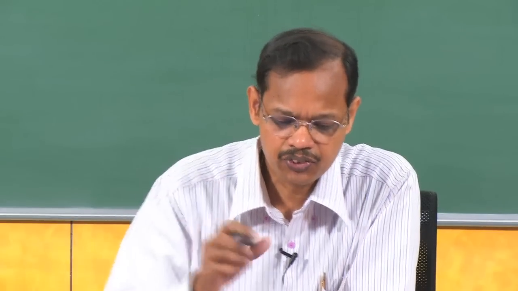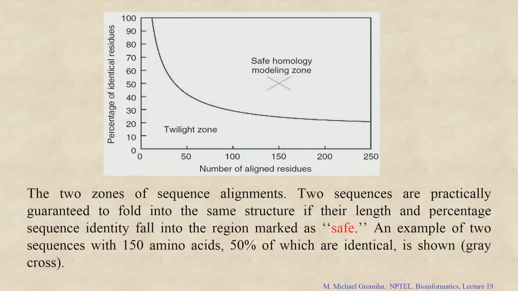Right. Now, the question is, what is the sequence identity we require for homology modeling, right, where you require 30% or 50% and 60% and so on? What is the average percent identity required for homology modeling? Right, that you can see from the number of aligned residues. If we have 150 residues which are aligned, and if the identity is more than 50%, like see here, this you can say as a safe zone.